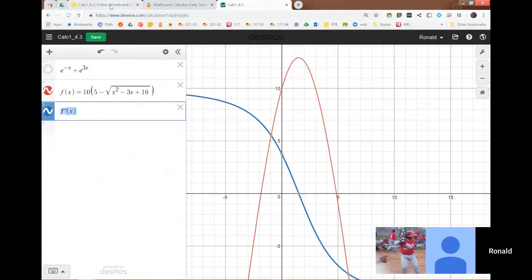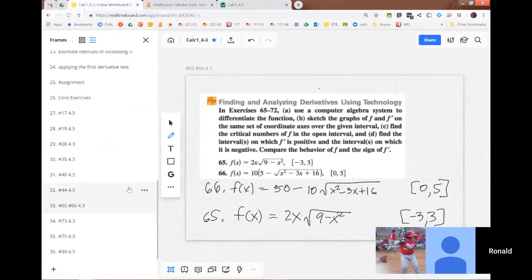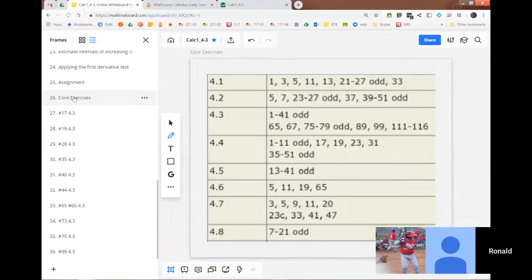Okay, I think we've given you a pretty good overview. Does anybody have any questions? Nope. The assignment, I never showed you. Core exercises 4.3.